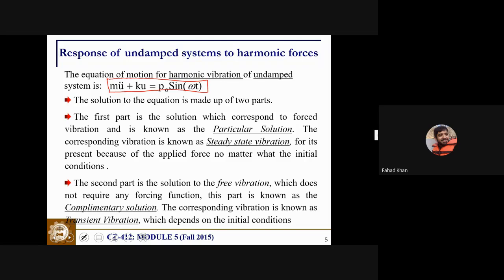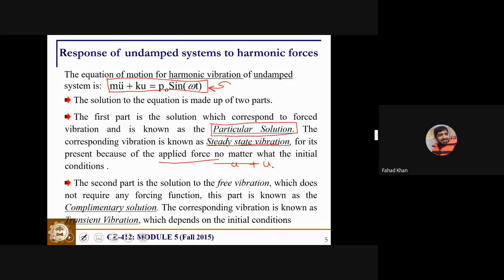The solution to the equation of motion is made up of two parts. The first part is the solution which corresponds to forced vibration and is known as the particular solution of the ODE. The corresponding vibration is known as steady state vibration, for it is present because of the applied force, no matter what the initial conditions might be. So, for example, if the initial conditions are zero, meaning there is no displacement to begin with, and no velocity to begin with, even then the structure will have these vibrations because of the presence of this forcing function P naught sine omega t.